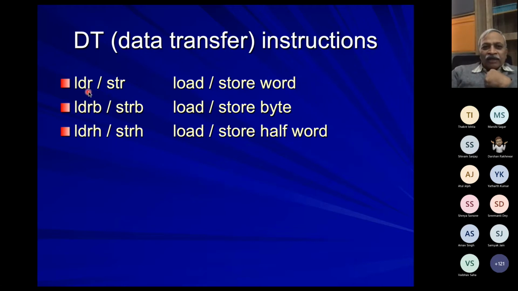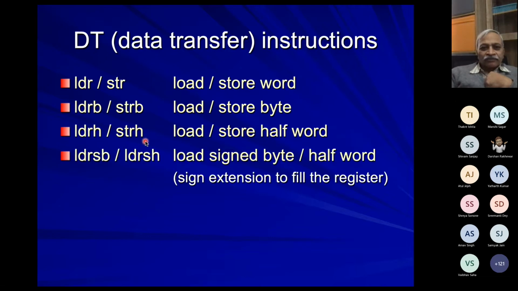We have already talked about this: LDR, STR, LDRB, STRB. These are for byte. LDRH, STRH for half word. A variant of these two LDRs, LDR byte and LDR half word, are LDR-SB and LDR-SH. Load register signed byte and load register signed half word.